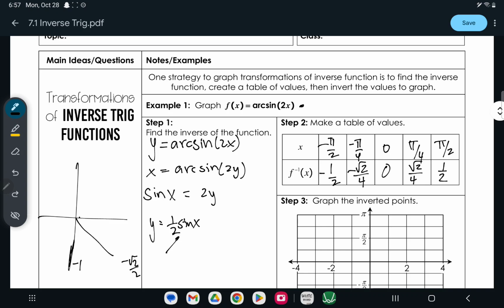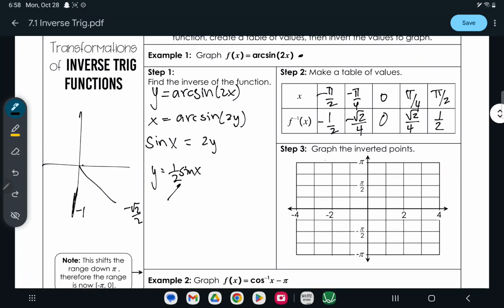But now we switch them to graph. So this is the new x and this is the new y. So negative 1/2 and negative pi over 2. 0, 0. I'm going to do the easier ones. And then 1/2 and pi over 2. The others are going to be somewhere in the middle, so I'm not even going to try and plot them. Looks something like that.